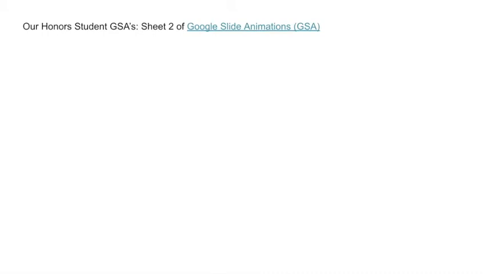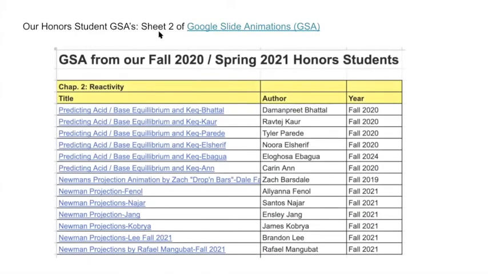Okay, and I have something else. Honor student GSAs. Sheet 2 of the Google Sheets animations has honor student GSAs. I've finally gotten through the first round of the ones from this semester. They're Newman projections, and they're nice to click through. They're kind of fun and they're not long. They just help you initially set up the Newmans. They don't rotate, but they're good because sometimes setting it up initially is the hardest part. And so we've got Aliana, Santos, Ensley, James, Brandon, Raphael.